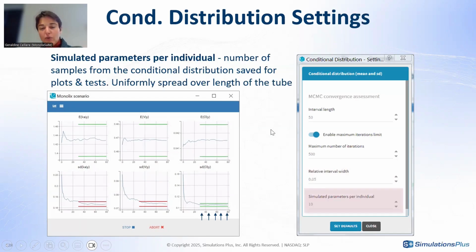And I told you we don't save all the samples from the conditional distribution, but you can choose how many of those samples you want to save. By default, it's 10. So we will exclude the transition period, but then for all the samples that are in the tube, we're going to keep 10 of them uniformly spread over the length of the tube. And that's also something you can change if you want.